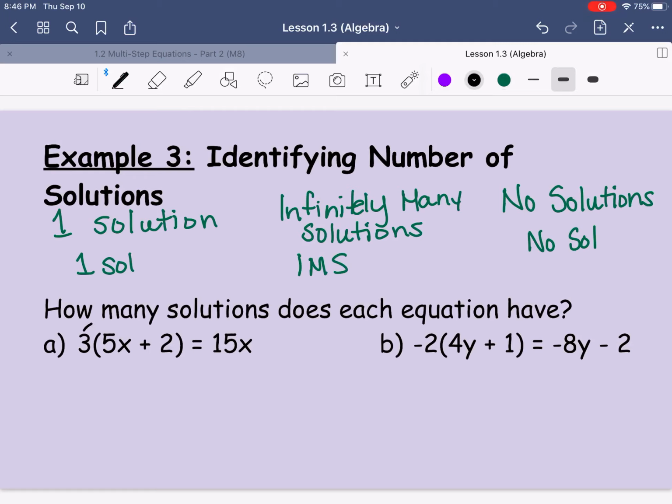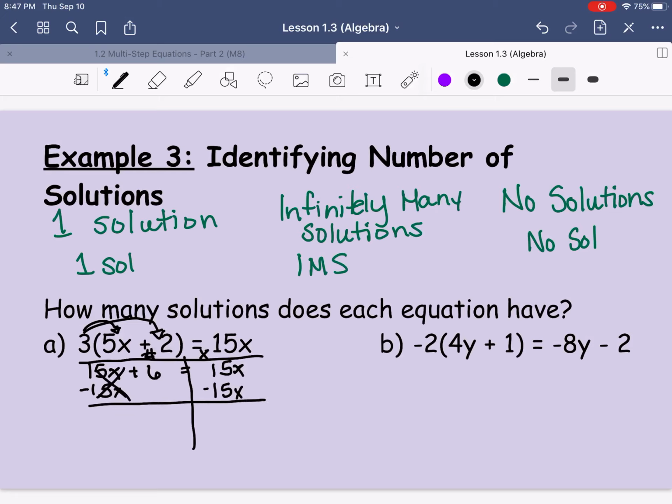So, looking at an equation, let's go ahead and work on solving. So I have distributive property in this first one. Okay. So 3 times 5x is 15x. 3 times 2 is 6. And that 15x. So now if I want to move things, well, 15x and 15x are the same, so I guess it doesn't matter which one I use. So I'll go ahead and say that x's are going to be here and everything else is here. So if I subtract 15x from both sides, this gives me 6 and this gives me 0.